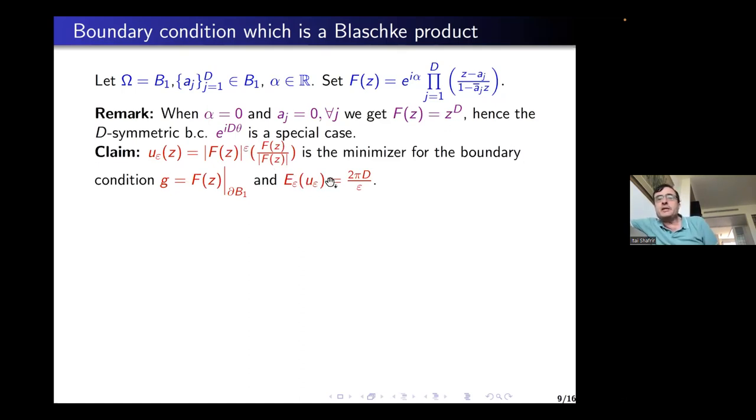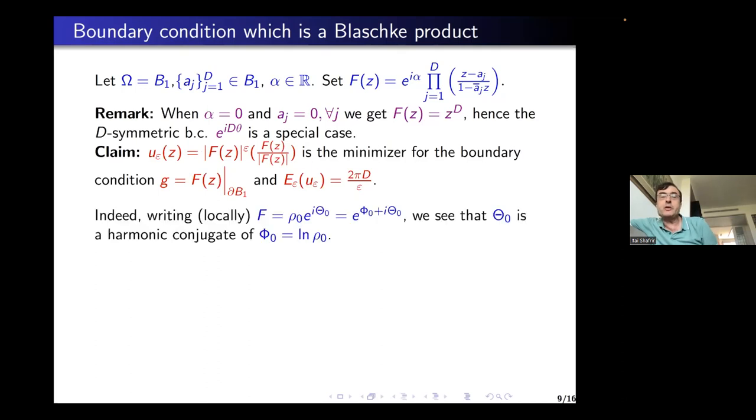And then the energy in this case, for this function, is exactly 2 pi d over epsilon. And since we know what the possible minimal energy is, which is also 2 pi d over epsilon in the general case, it turns out that this is indeed the minimizer.